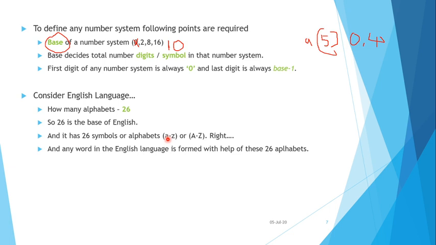Okay, so they can be small a to small z or capital A to capital Z, right? And any word in the English language is formed with the help of these 26 alphabets, right? There is nothing outside these 26 alphabets. Okay, so similarly we have a number system and its base. That we are going to see in upcoming slides.